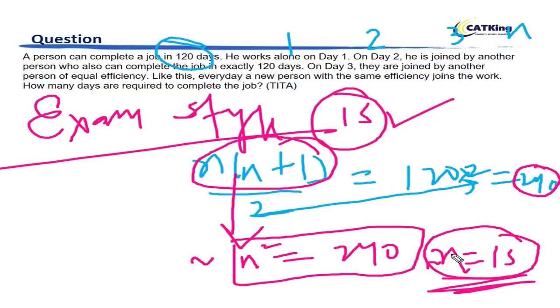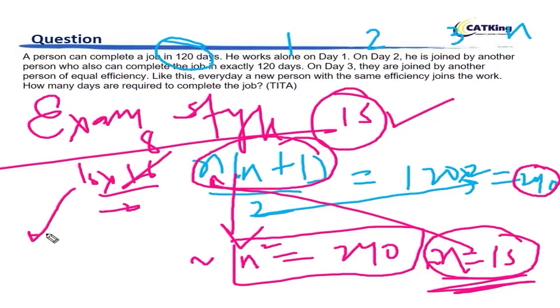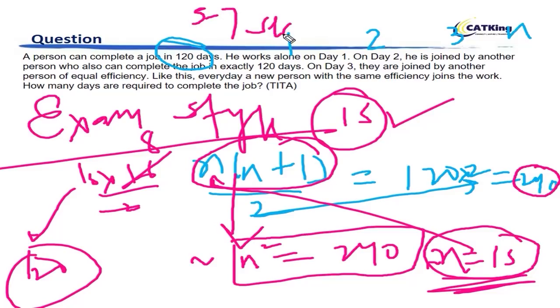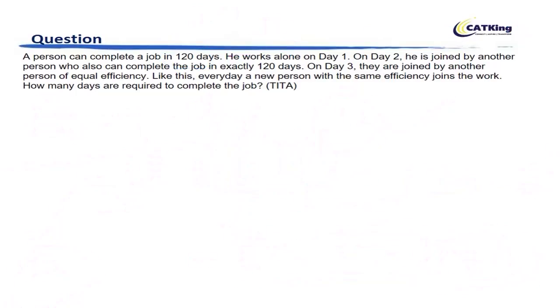You can try it by putting it back here. If you put it here, you will get 15 into 16 by 2, which is 120. So you get the right answer, right? I hope this is clear to you. Again, solving through this will take 5 to 7 seconds. So I have told you the concept and also the exam style, so how should you solve this in exam so that you are able to solve this in 5 to 7 seconds. I hope this is clear to all of you, right?